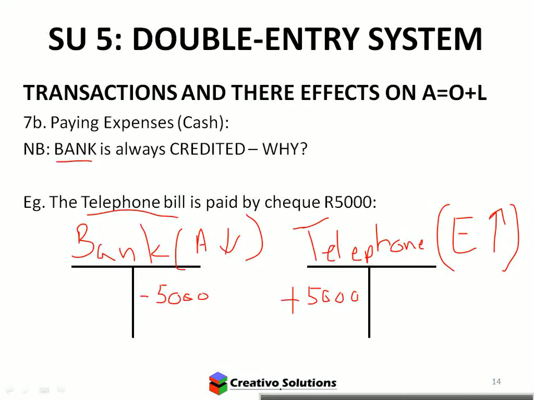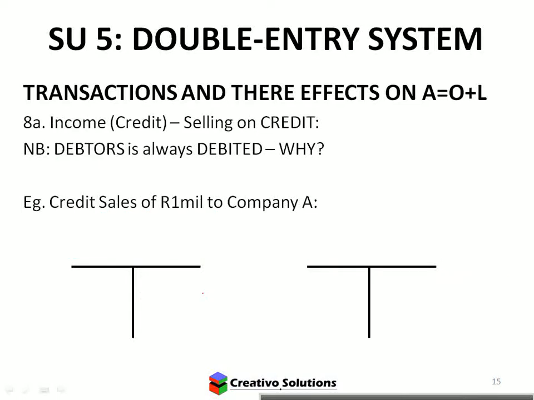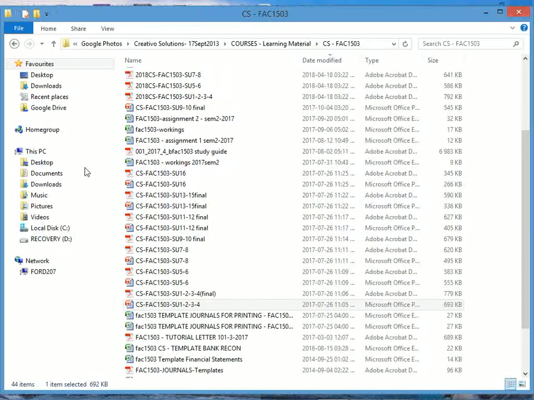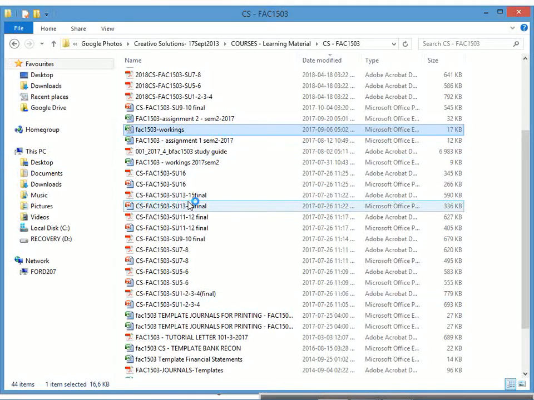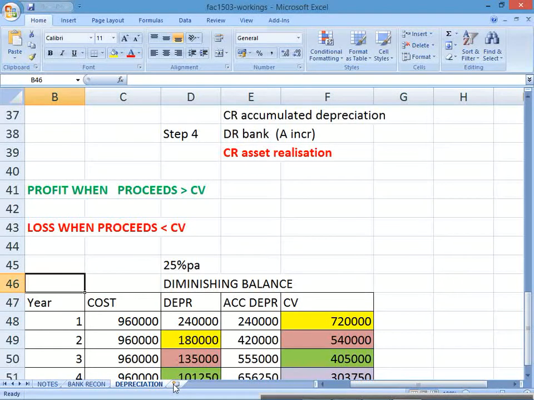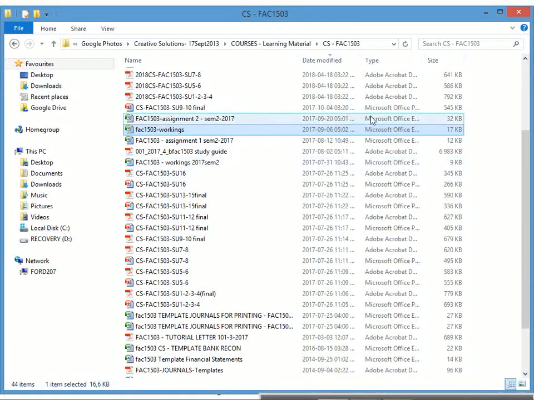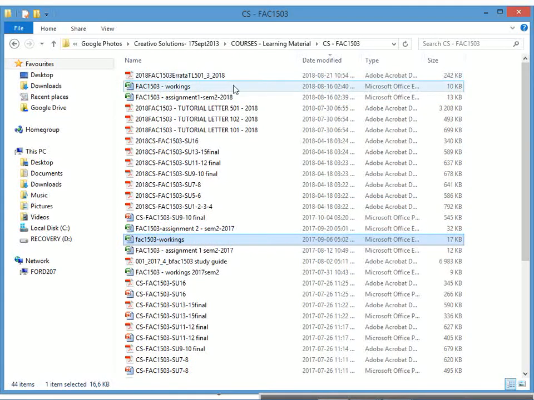There's another transaction. Okay, you guys try this one. I spoke about a cash sale. Let's see if you can identify what's happening here for a credit sale. Okay, the rule is quite straightforward and simple. Debtors must always be debited. But why? Okay, let's see. Sales and debtors, yes. Sales and debtors would be correct.